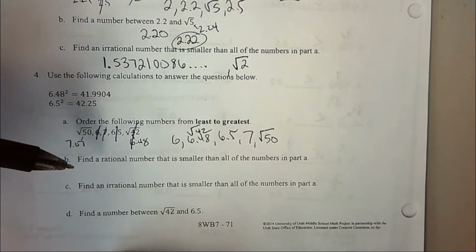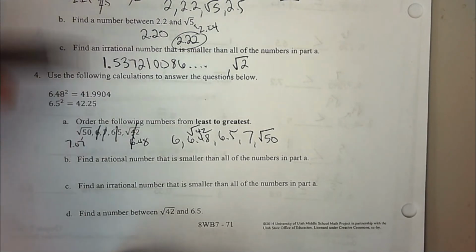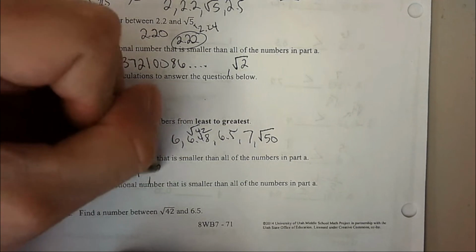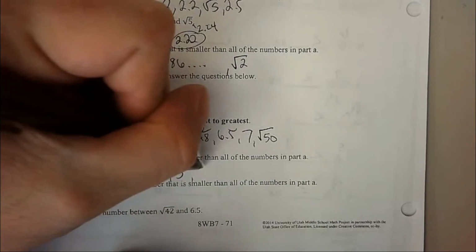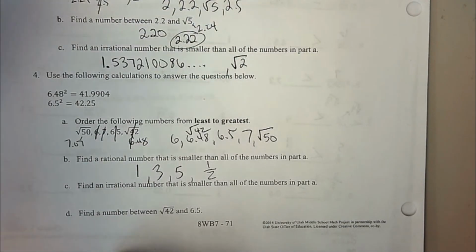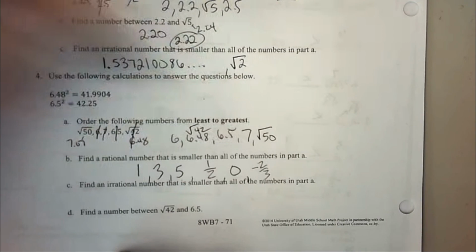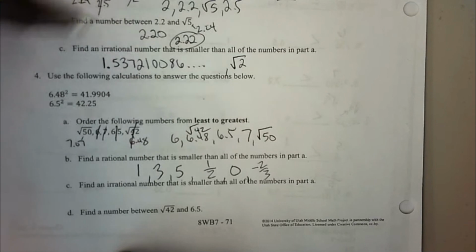Okay, if I find a rational number that's smaller than all the numbers in part A, well, I just got to look at all those and see these are all around 6 and 7. So to find a rational number that's smaller, how about 1? 1 is a rational number, it's smaller than all those. 3, 5, 1/2, 0, negative 2/3. Those are all examples of rational numbers that are going to be smaller than that.